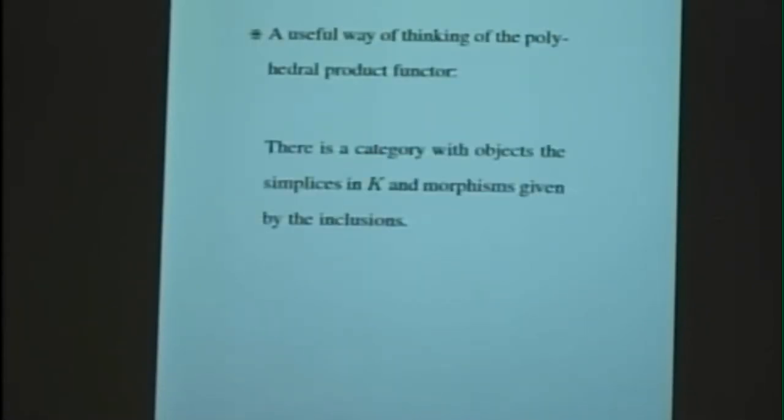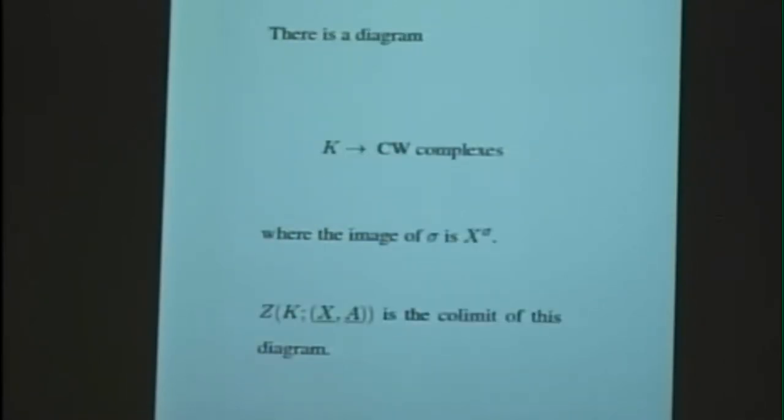For later in the talk, it's useful to think of this in the following way. There's a category in which the objects are the simplices of K and the morphisms are given by inclusions, and that produces a diagram of CW complexes where the image of sigma is this X upper sigma, and this polyhedral product functor is a colimit of this diagram. And I want to point out that, because of the nature of the maps involved, it's also the homotopy type of the homotopy colimit, which will be important later on.